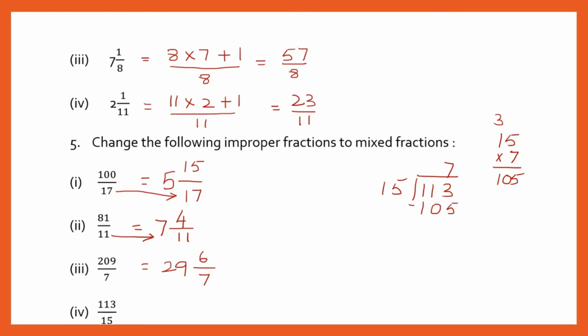Let me now subtract 3 minus 5. No, I cannot do. Let me borrow. 13 minus 5 is 8. 0 minus 0 and 1 minus 1 is 0. So let's use my quotient and my remainder. So quotient becomes a whole number, which is 7. My remainder is 8, which becomes a numerator. My denominator is the same as the question. So final answer is 7, 8 by 15.